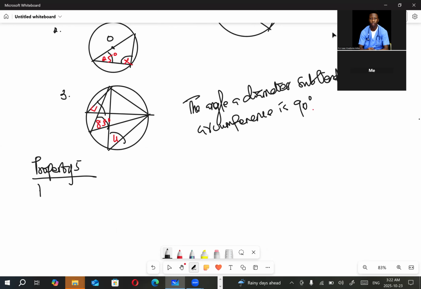Let's write: equal chords subtend equal angles at the center.